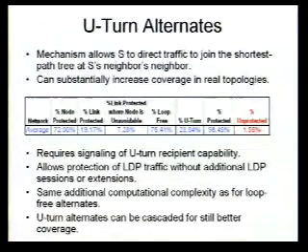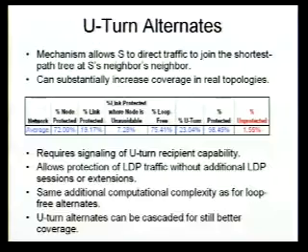Now, to do U-turn alternates, you do need to signal the U-turn recipient capability, i.e. the router's neighbor has to say, I can break loops before you can send it this traffic. It gives you protection of your LDP traffic without any additional LDP sessions or extensions. There's no extra management for that. And it has the same additional computational complexity as for loop-free alternates.